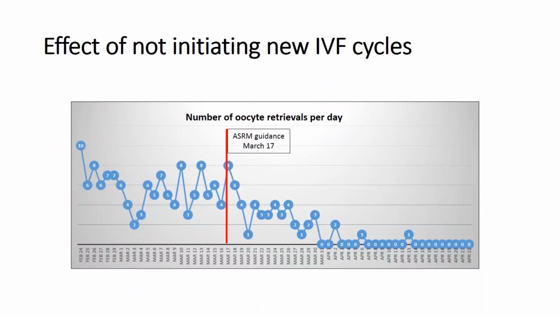So not surprisingly, with the ASRM guidance, we saw a dramatic decline, essentially a standstill, of our IVF volume. This is showing our egg retrieval volume by day, and then from the point of the guidance, now in April, basically just a few cases for fertility preservation for cancer.